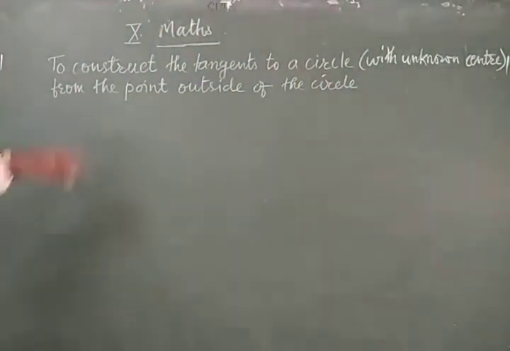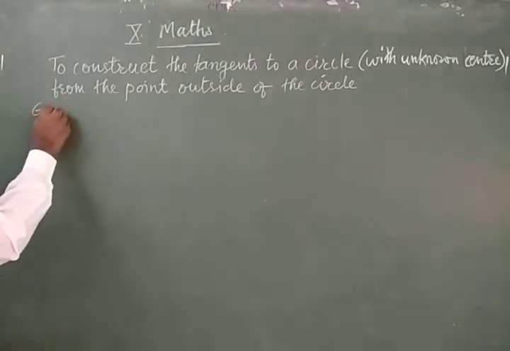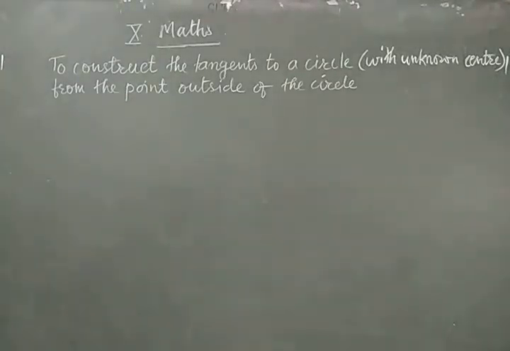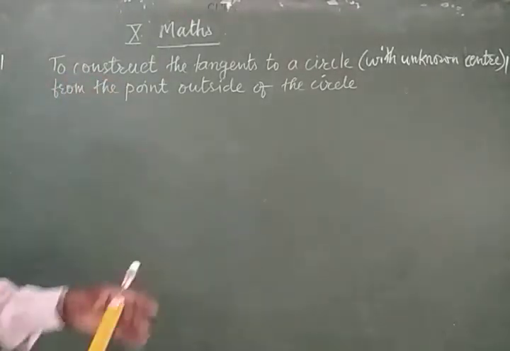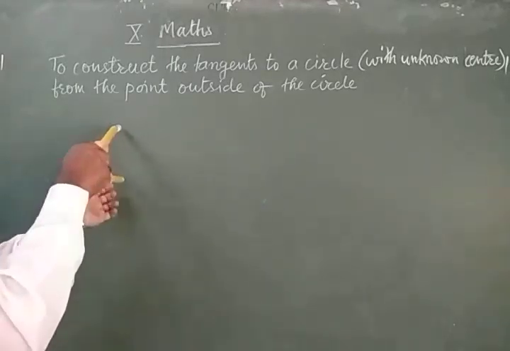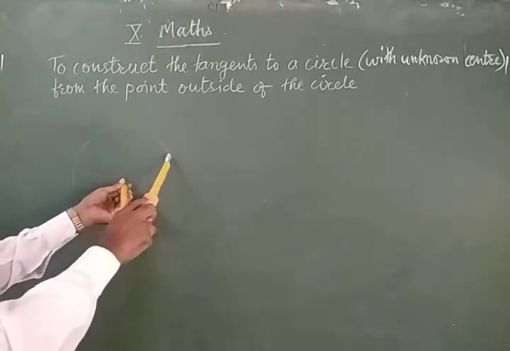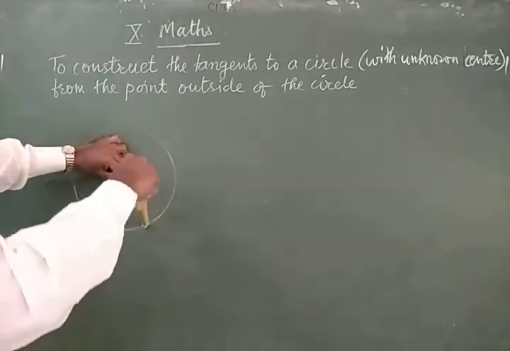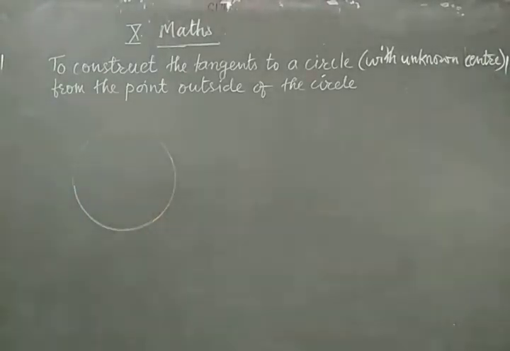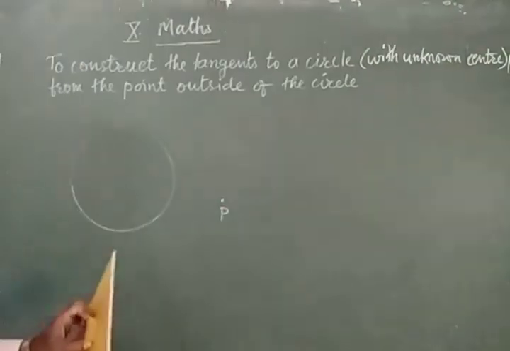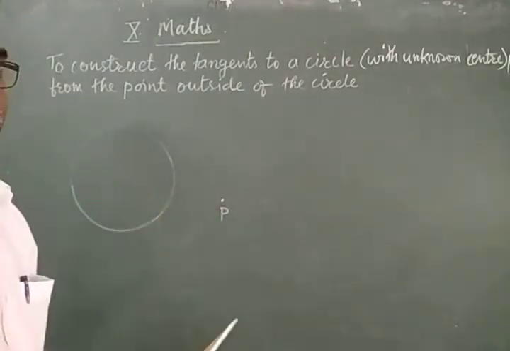Okay, so given is... we will construct first. We are given a circle, so draw a circle with some radius. Its center is unknown and there is a point P which is outside the circle, and through P we have to draw two tangents.